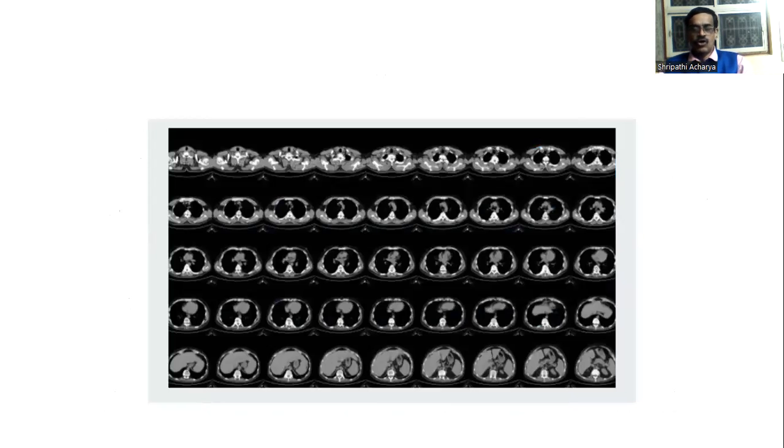This is another film of CT scan of the chest. You can see from the upper level to the lower levels. You can see near the neck and below. So structures of lungs, heart, and the abdomen also it is seen.